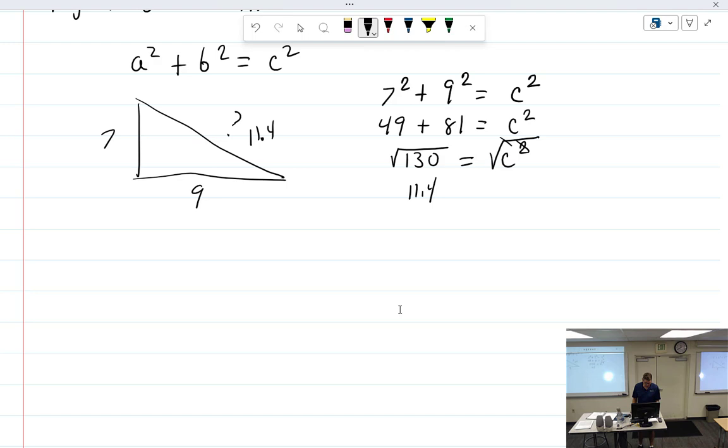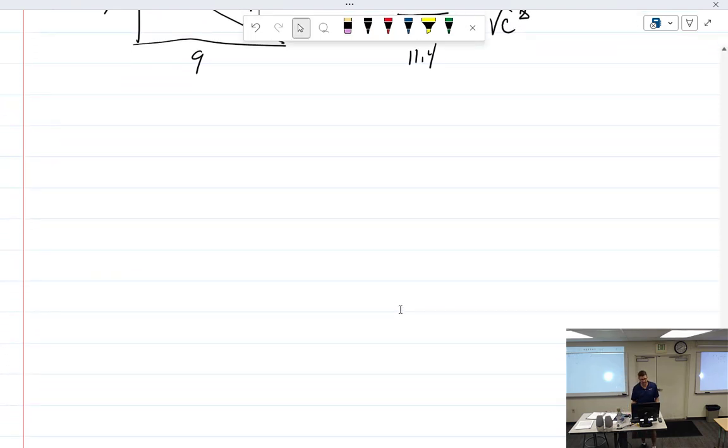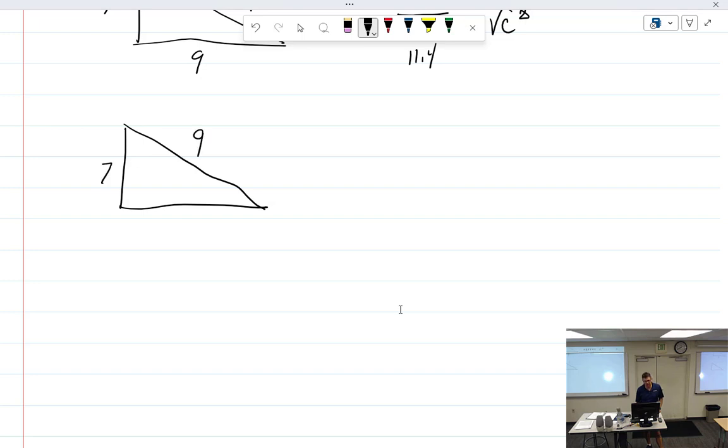All right. Oh, good. I have another example. What if the length of the sides is 7 and 9? Oh, I see. I did do something. I made a new triangle, but I used the same numbers, and I just said, what if this is 7 and this is 9? What is this going to be?